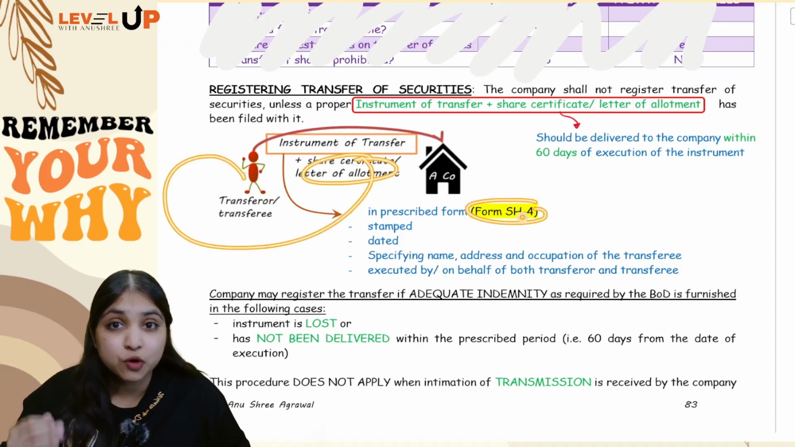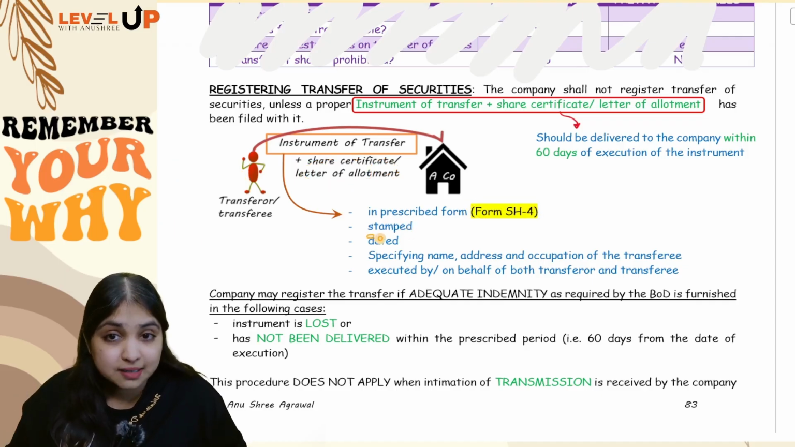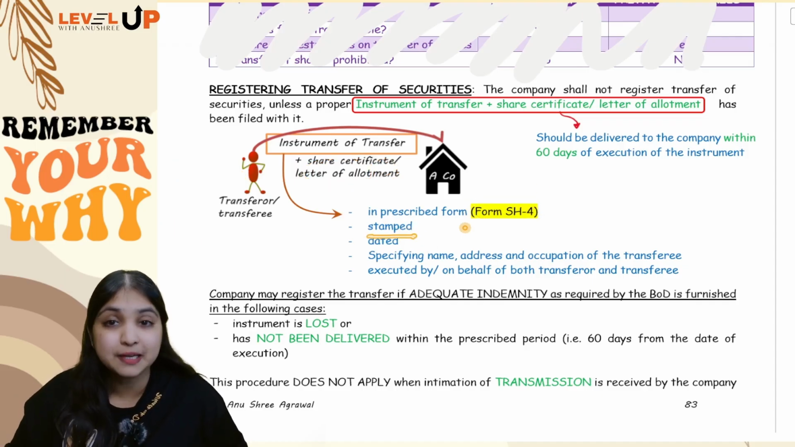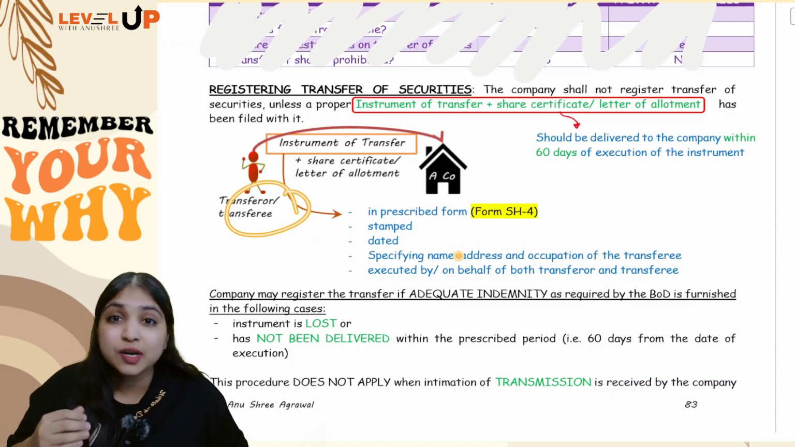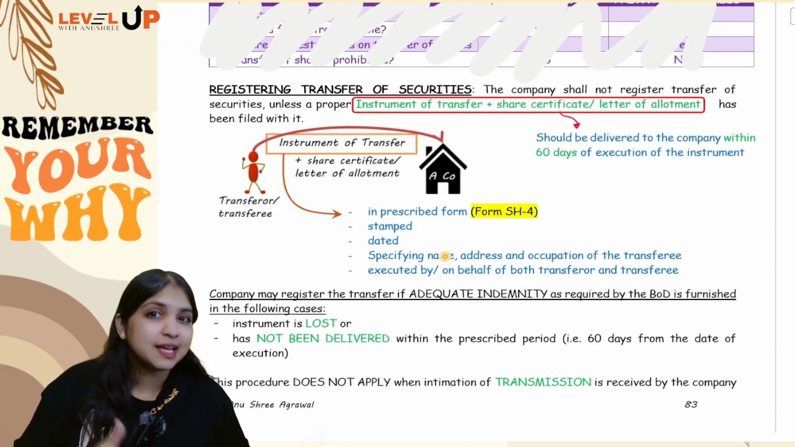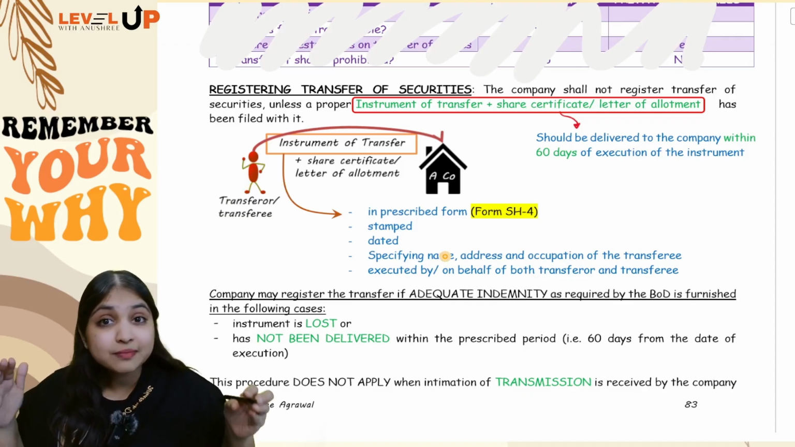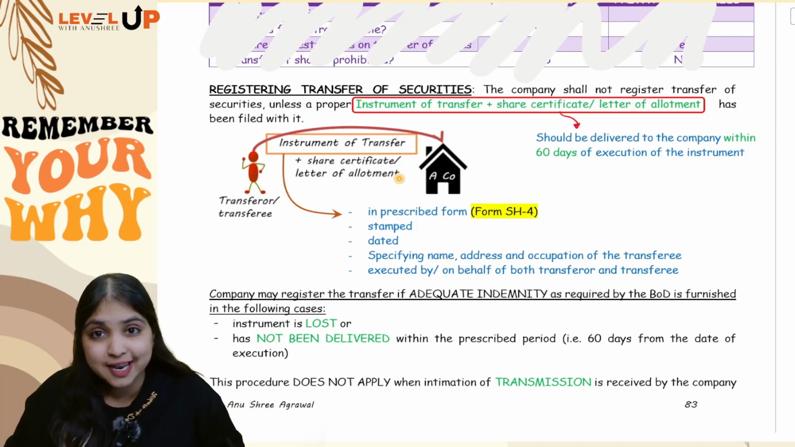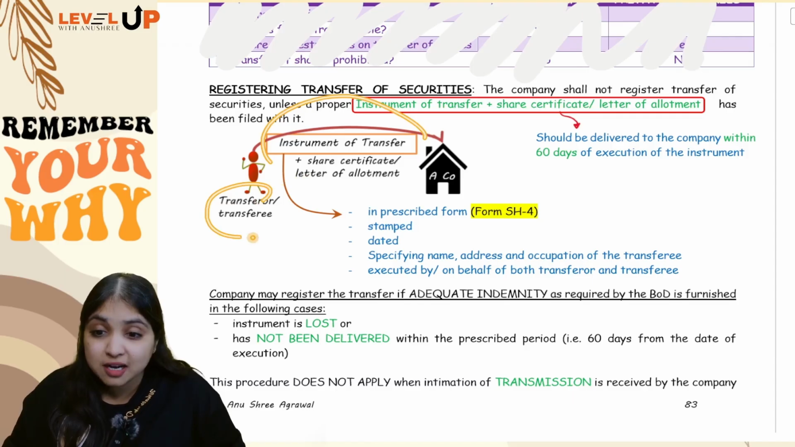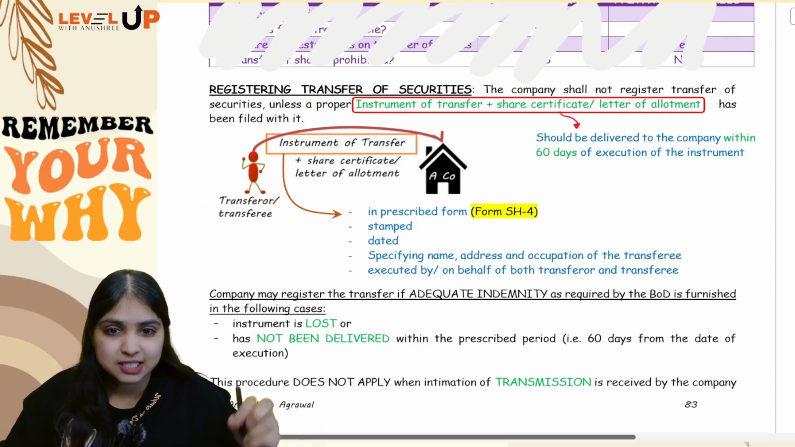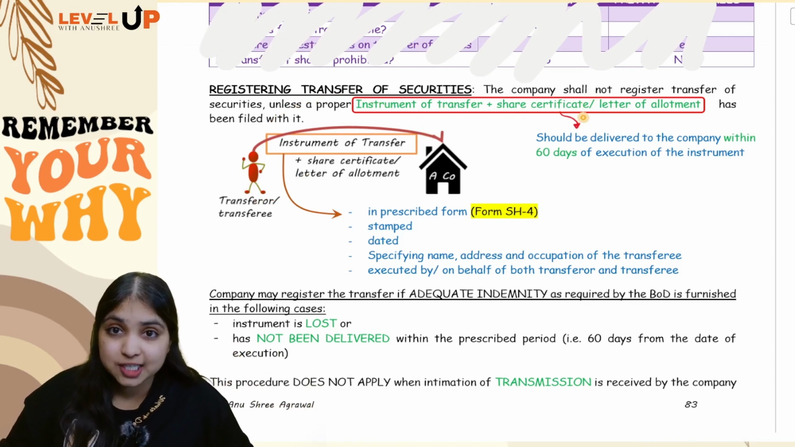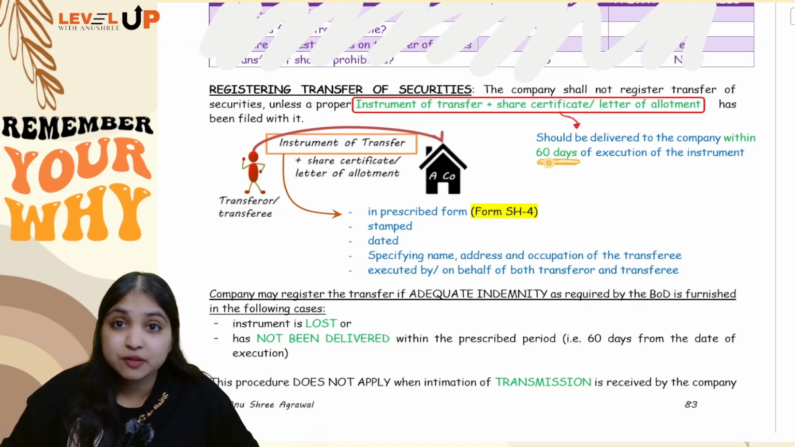So this SH4, this instrument of transfer, has to be stamped, which means stamp duty has to be paid. It has to be signed by both transferor and transferee, and it has to contain all the details about the transferee, like his name, address and occupation. A very important point in SH4 is that it has to be submitted by whom? Transferor or transferee. But it has to be signed by whom? Transferor and transferee.